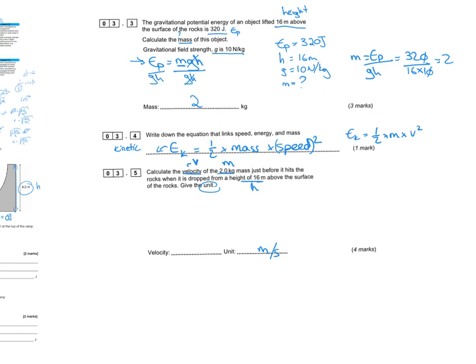But then it's kind of linking three different things together. Well, two different types of energy. So you have the object, whatever object it is, the 2 kilogram object, lifted at a height of 16 meters. And you need to find the velocity just before it hits the rocks. So you need to find its velocity right about here, just before it hits the rocks and stops moving.